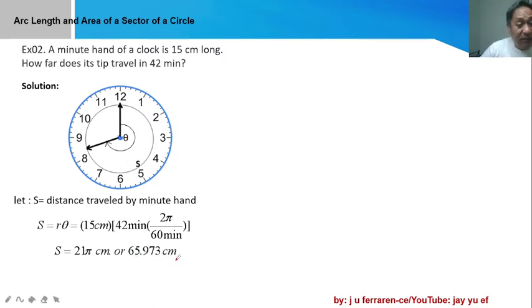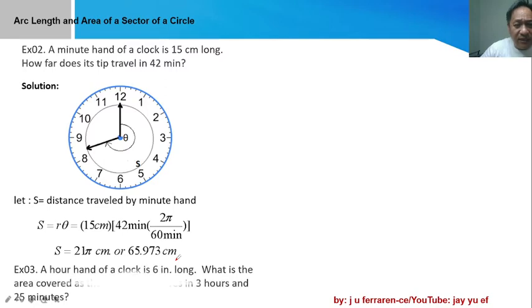65.973 centimeters. Number 3: an hour hand has a length of 6 inches. What is the area covered as the hour hand moves in 3 hours and 25 minutes? Again, to visualize what is given, this is my figure.